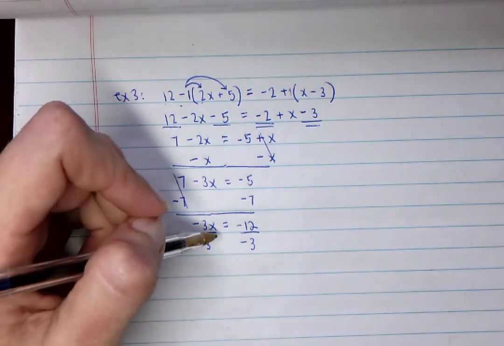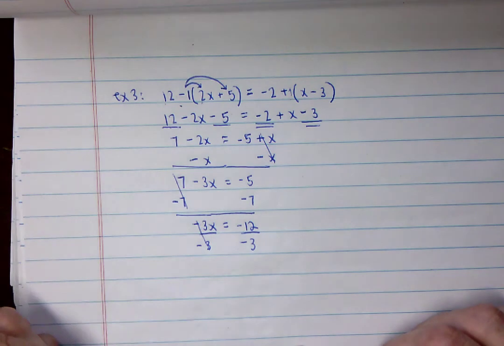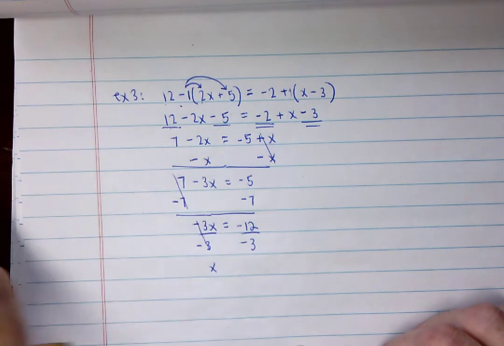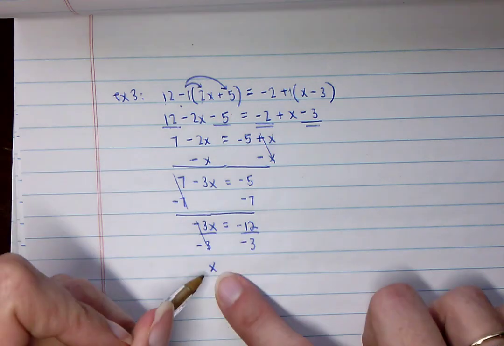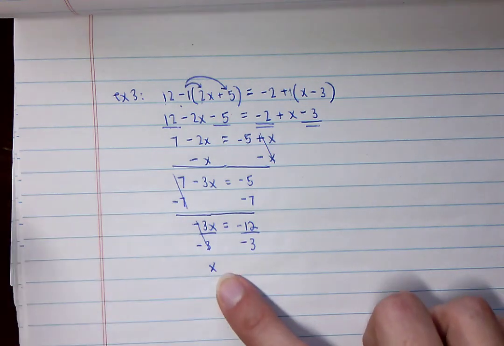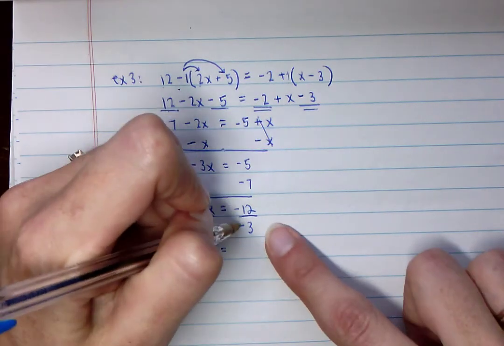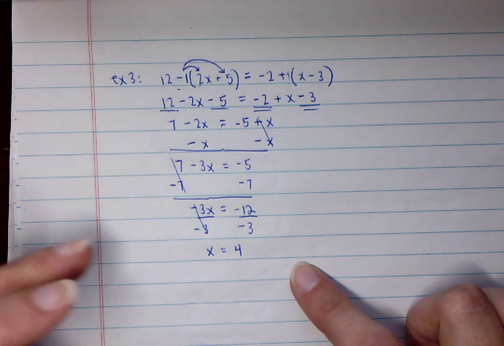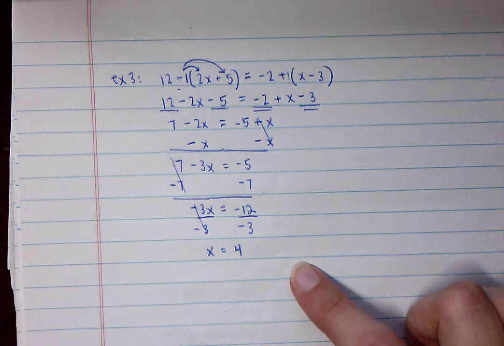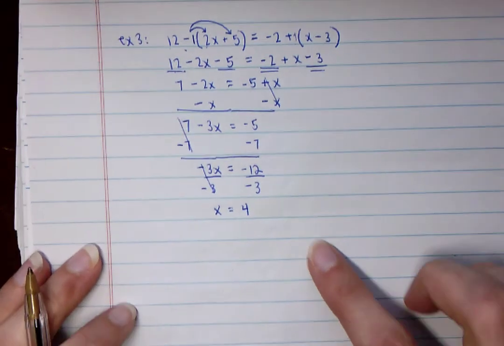All of that's on page 38 on the top. So this creates a 1x, or just an x. It's not a 0, it's actually a 1, and that's what you want. You don't want to get rid of the variable, you want just 1x. And then negative 12 divided by negative 3 is positive 4. So there you go.